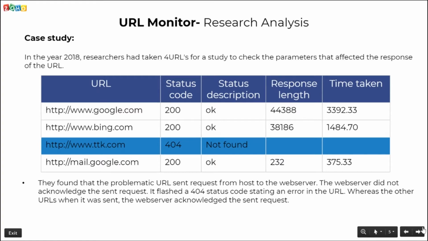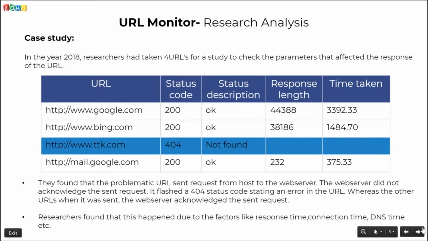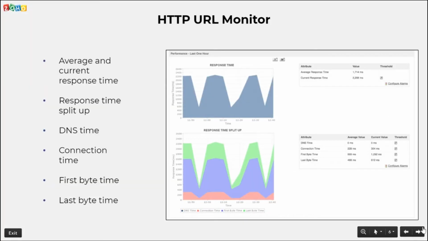So this URL request was sent from the host to the web server, whereas the web server did not acknowledge the request sent for this 404 error code URL. And they found that the reason may be because of the response time, the connection time, DNS time, etc. So now let's get into the HTTP URL monitoring of Applications Manager.